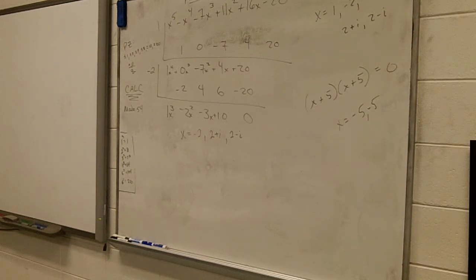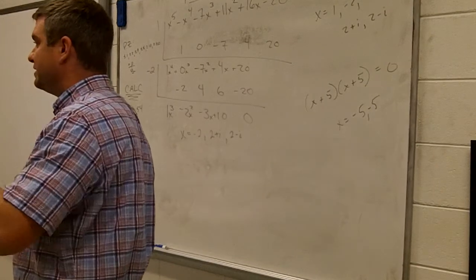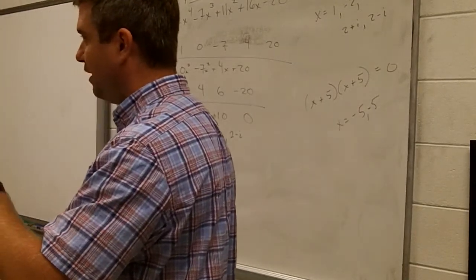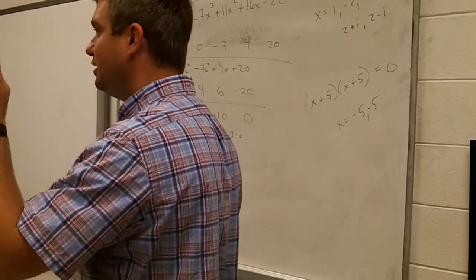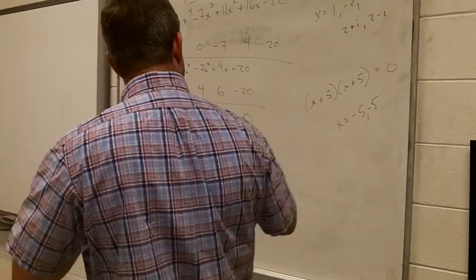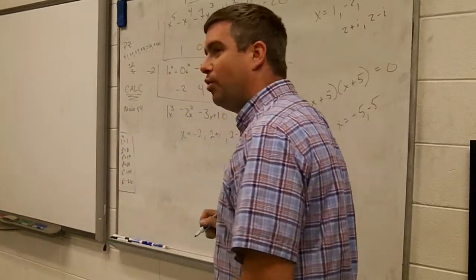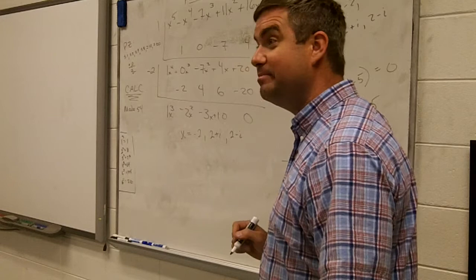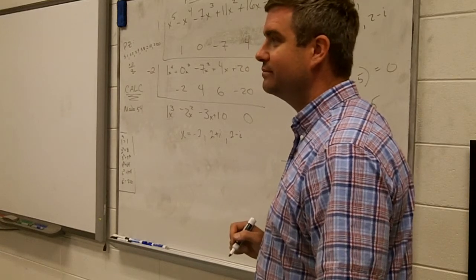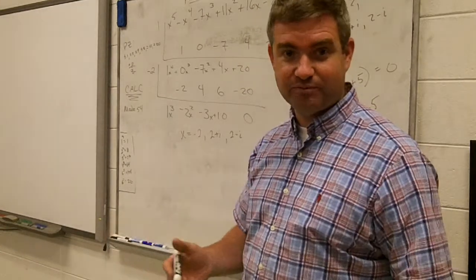Yes, ma'am? If it asks how many roots does it have, would I put 4 or 5? You would say either answer is correct. It has 4 roots if you don't repeat, and it actually has 5 roots, -2 repeats. What does that look like? See who's paying attention. What does that look like on the graph? It bounces. That's exactly right. It bounces at -2. Okay? See, that's what we remembered from 2 weeks ago.